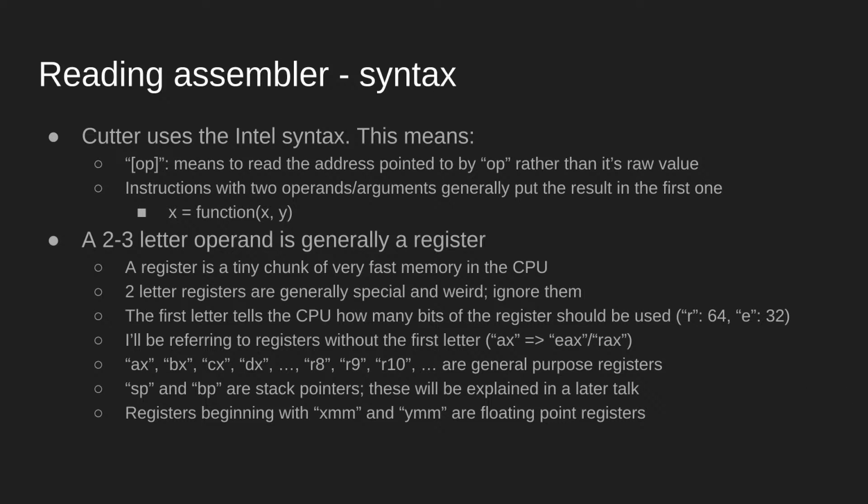Most registers are general purpose, which means you can use them for pretty much anything. The main exception to this being SP and BP, which are stack pointers, which will be explained in a later talk. You'll see SP and BP, of course, with RBP or ESP or something in the code, with one of the prefixes. Registers beginning with XMM and YMM are used for floating point numbers. This probably won't turn up too much in any code you're likely to reverse engineer, as floating point generally isn't too important unless you're looking at financial code, or I suppose low-level game logic.